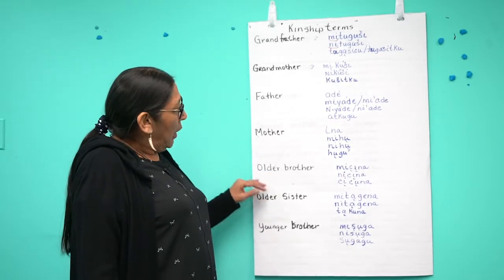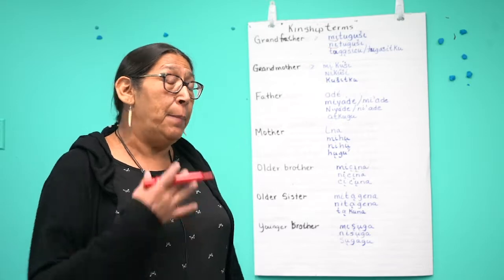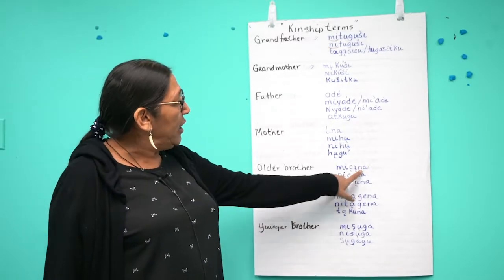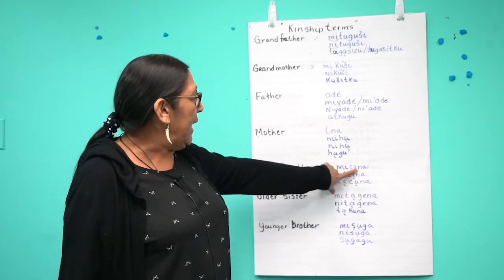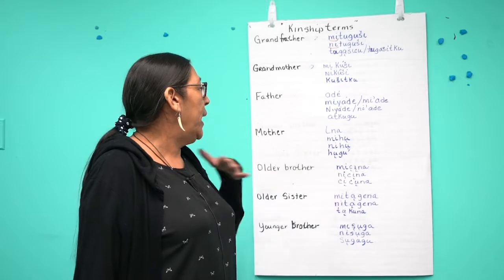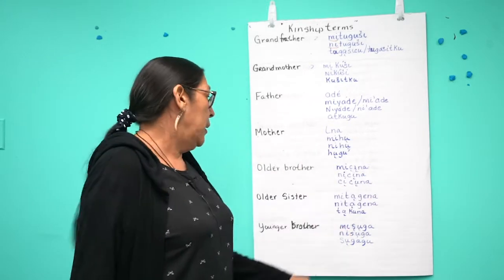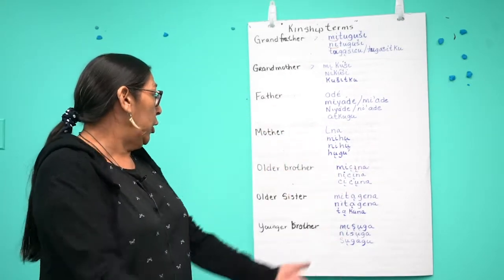Now, I'm going to tell you the older brother and the men. If I'm a man, this is how I would be saying this. Michina. See? The I is nasalized, so it's making an E. Michina, my brother. Nichina, your older brother. And Chinchuna, our older brother.